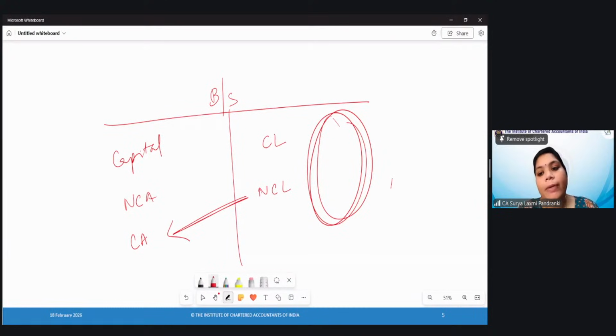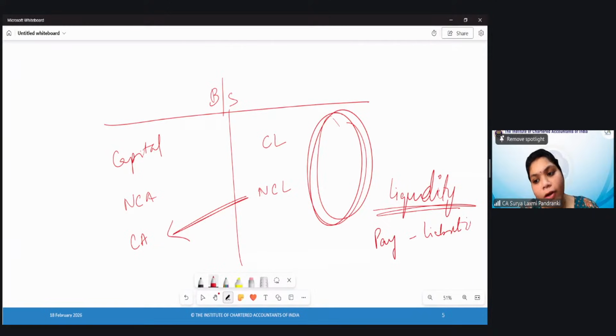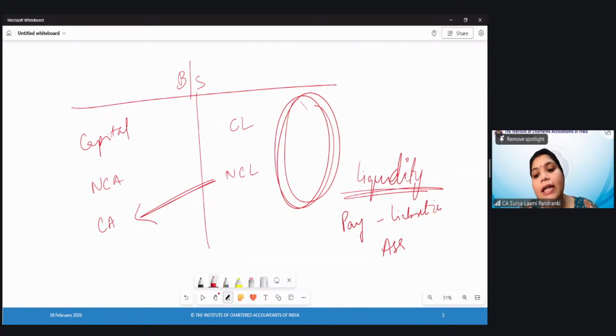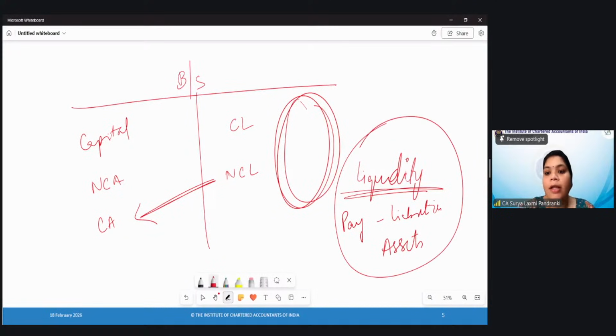What does liquidity mean? It will tell you whether you are able to pay your liabilities. Are you able to pay your liabilities with the assets that you have? Whether the assets we have are sufficient to repay our liabilities, that is what we see in the liquidity position.